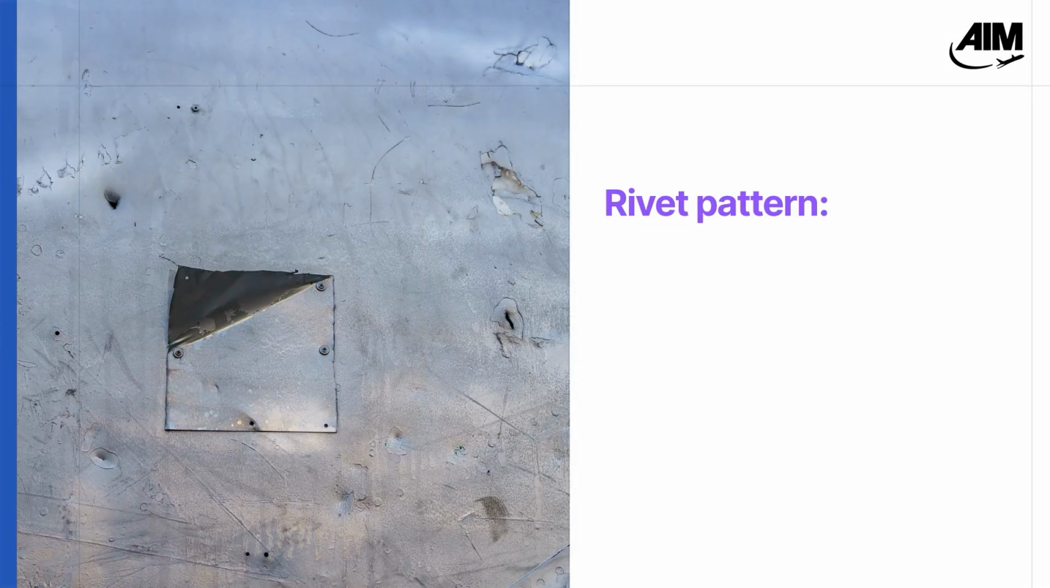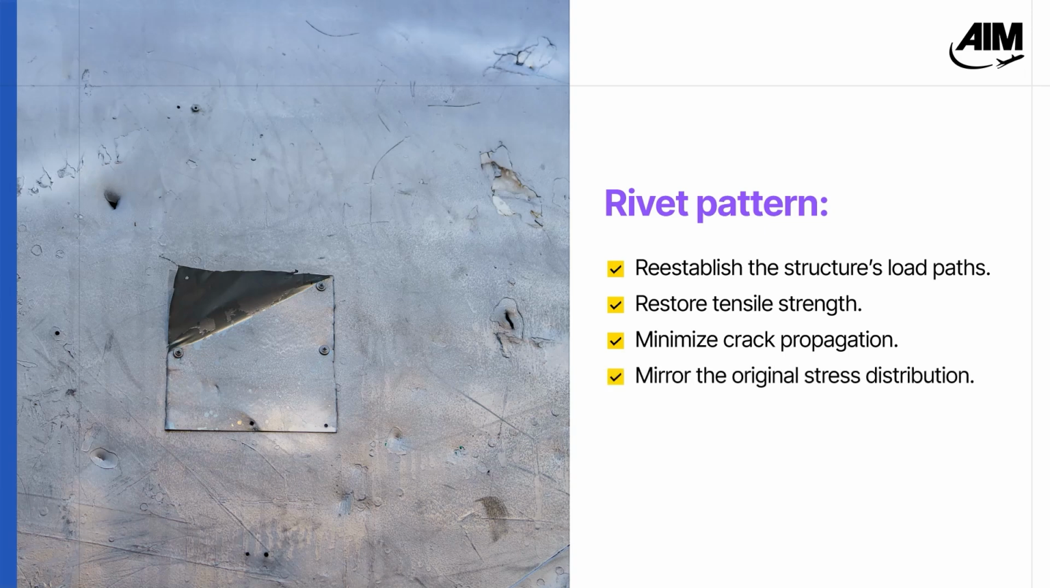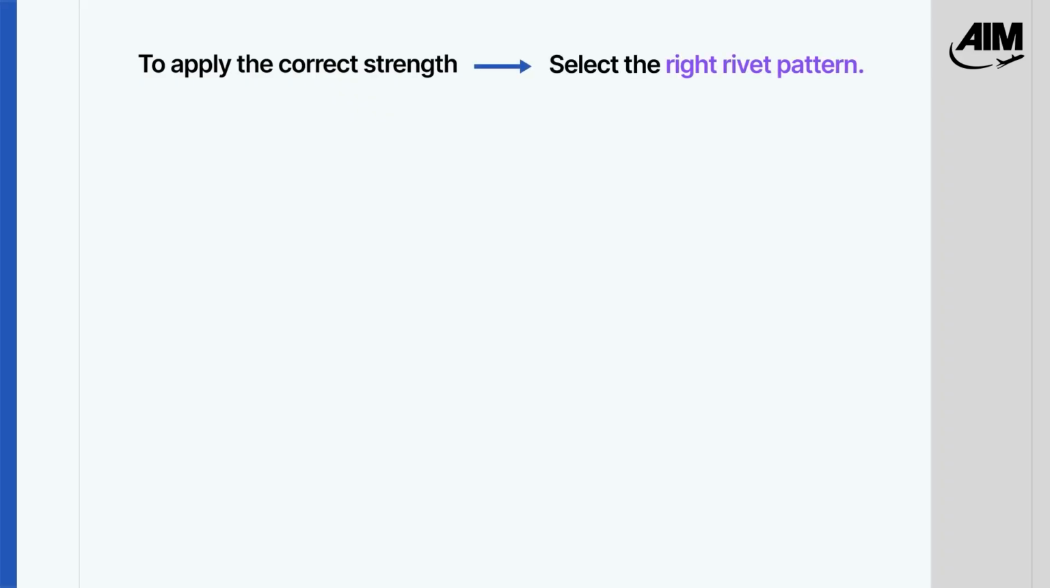In metallic structure repairs, rivet patterns aren't just fasteners. They reestablish the structure's load paths, restore tensile strength, and minimize crack propagation. A properly designed pattern mirrors the original stress distribution. To restore strength effectively, you'll need to select the appropriate rivet pattern.